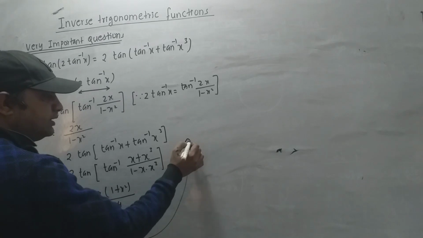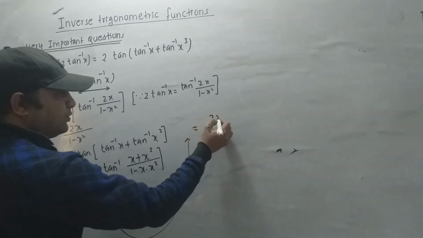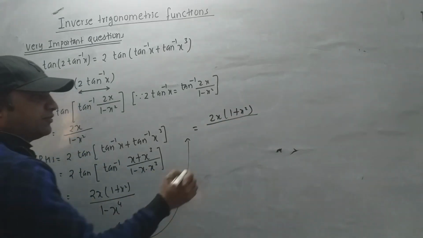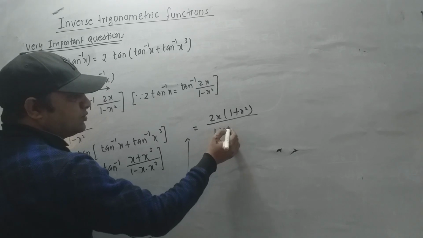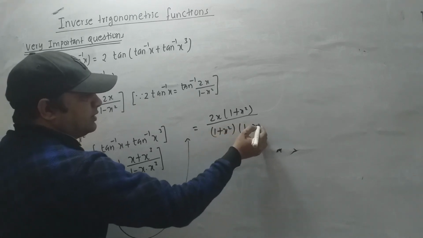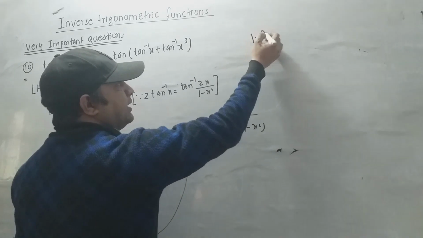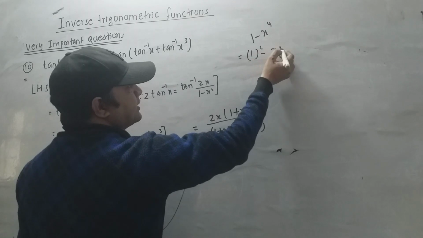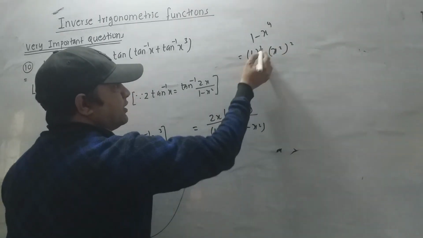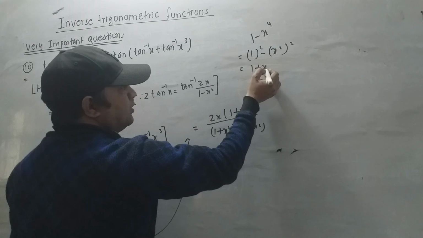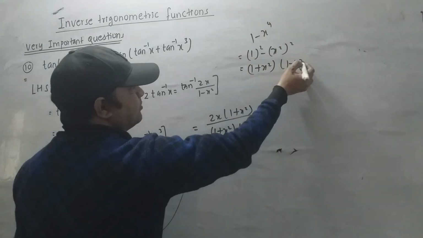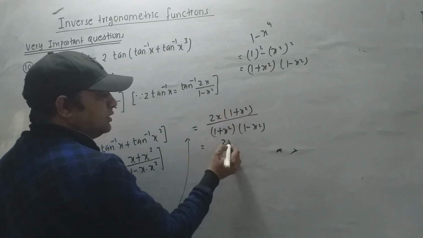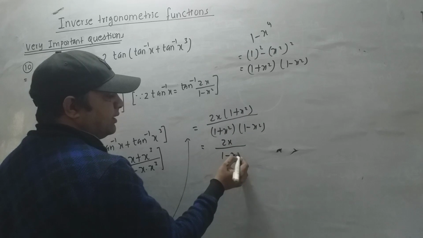So after that, let me move here. Here it is 2x (1 plus x square). For 1 minus x to the power 4, what I have done is write it as (1 square minus x square) whole square, so it is of the format a square minus b square. That is (a plus b)(a minus b). After that, 1 plus x square and 1 plus x square cancel, so 2x divided by 1 minus x square.